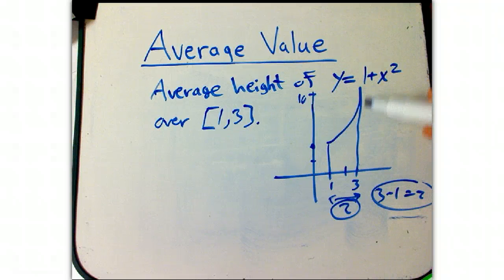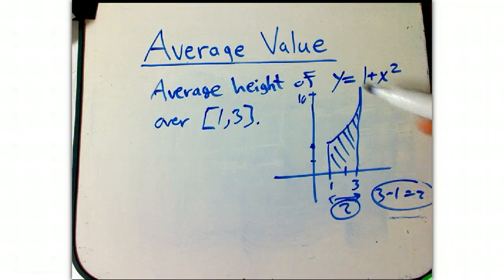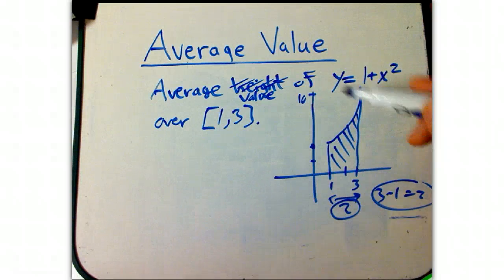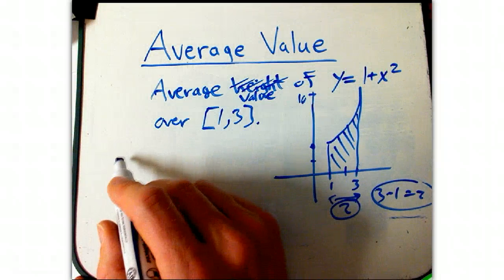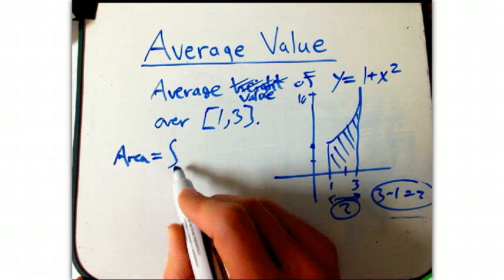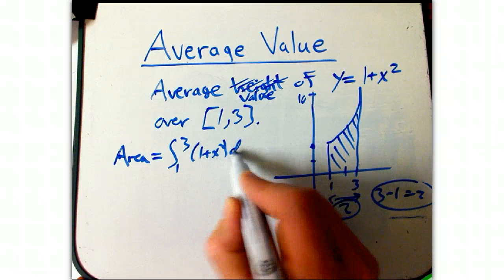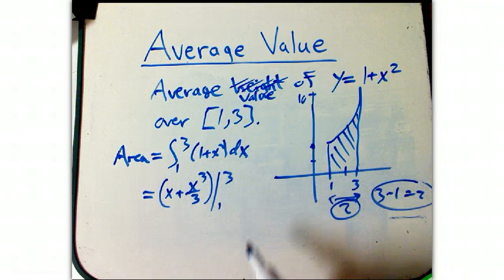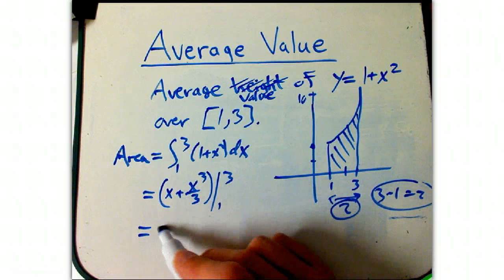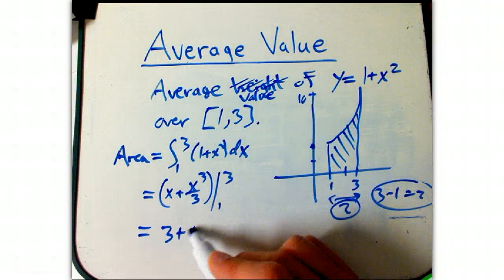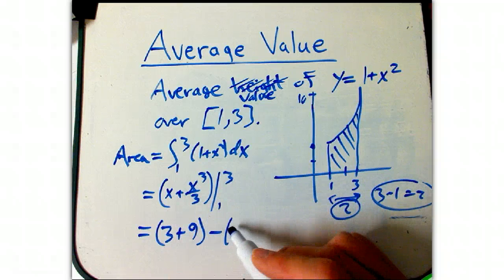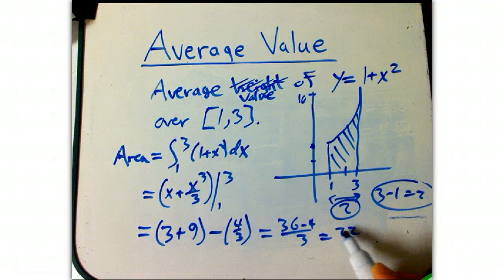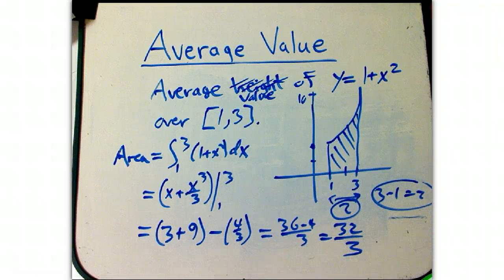Okay. And I know how to calculate the area of this thing, so I can then use that to calculate the average height. What we usually think of as the average value of the function is just the average height of the graph. It's the same thing. And so the area, we'll calculate that first, is just the integral from 1 to 3 of 1 plus x squared dx, which is x plus x cubed over 3, antiderivative, from 1 to 3, which is going to be some weird fraction. 3 plus 9, minus 1 plus a third, or 4 thirds. So that's 12, or 36 thirds, minus 4 thirds. So 32 thirds. So that's the area of this.